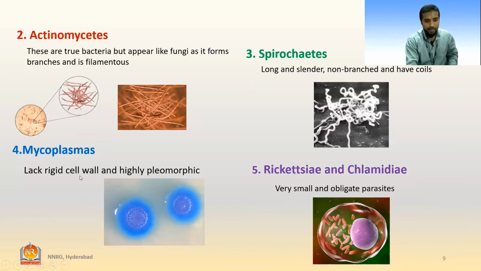The next is Mycoplasmas. Mycoplasmas don't have a perfect cell or perfect shape, so they lack rigidity because they don't have a peptidoglycan layer to give rigidity to them, and they are highly pleomorphic. And the fifth type is Rickettsiae and Chlamydiae. These are very small and obligate parasites.